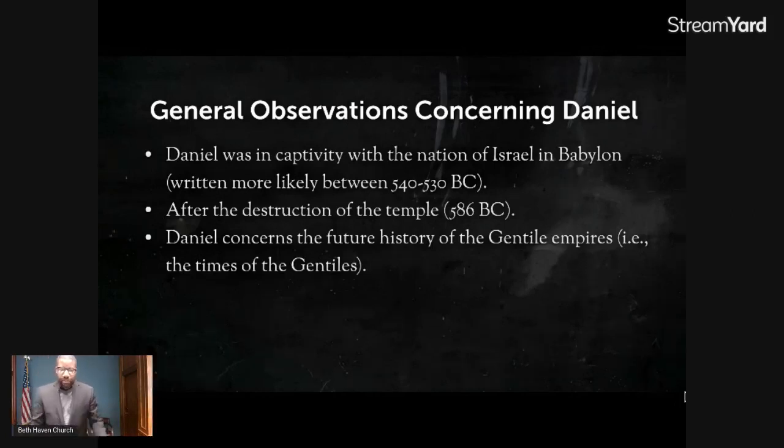We can still continue. Daniel concerns the future history of the Gentile empires. It's very fascinating that Daniel and the rest of the Israelites, being held captive from their native homeland, within that captivity receive information concerning the Gentile nations and the empires in history. So not only are they not in a land all their own, they have been taken out of the land that was given to them to reside, to be strangers in a strange land, literally. But Daniel will be given images and information concerning Gentile nations and empires.